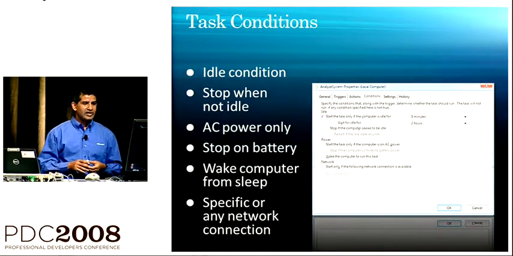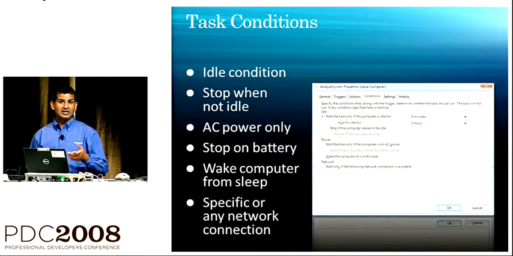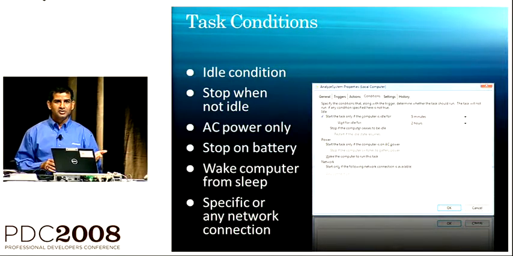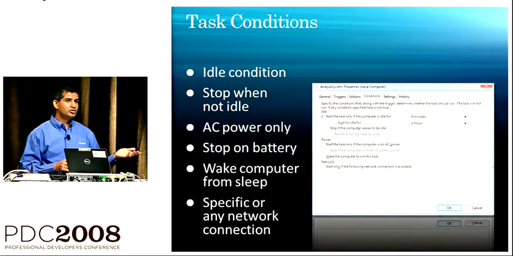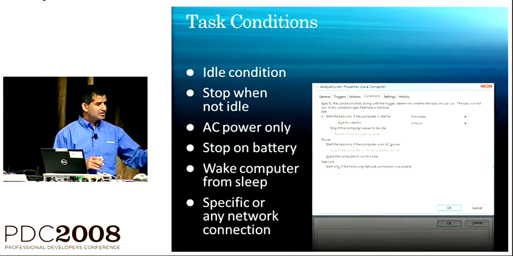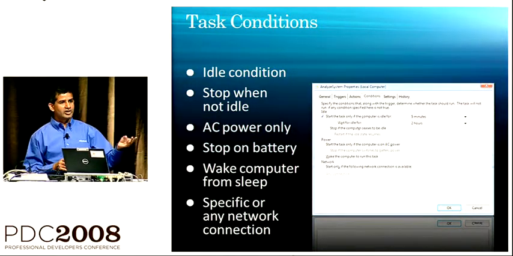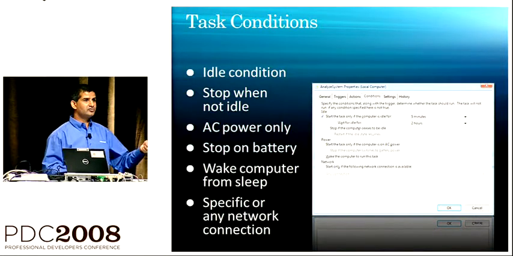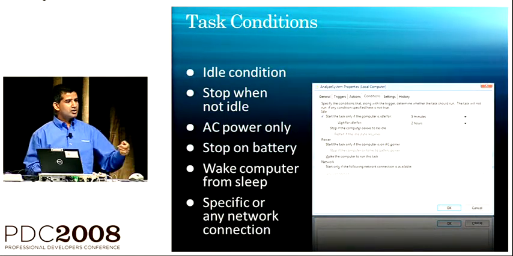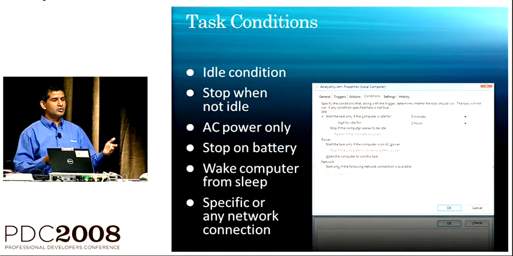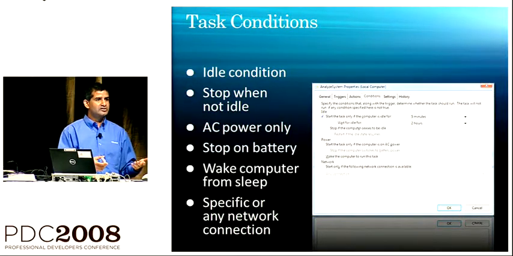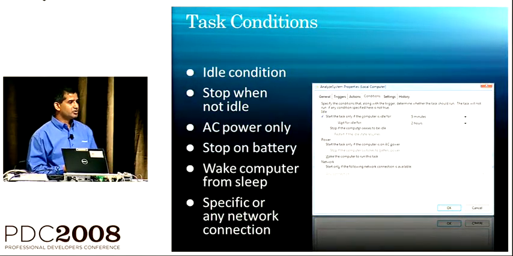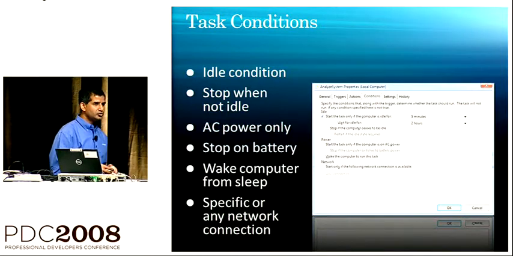Then the other setting that we have is, if a task needs a network to be able to download critical updates or things like that, then there is the specific or any network option. A task can be triggered off a specific network availability, or it could say, I don't care about a specific network, as long as any network is available, I should be executed. So that condition can be utilized also.